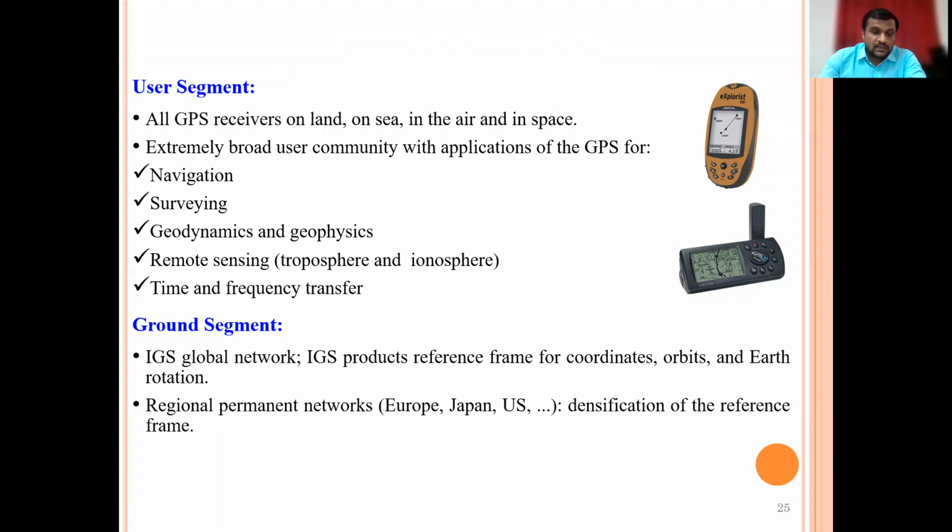The ground segment is a global system known as the IGS global network. The IGS product reference frame is used for coordinates, orbit, and earth rotation. It also works on the development of regional networks. We have different regional networks in Europe, Japan, and USA for the densification of the reference frame to get more precise and improved real world coordinates of any object on the earth surface.